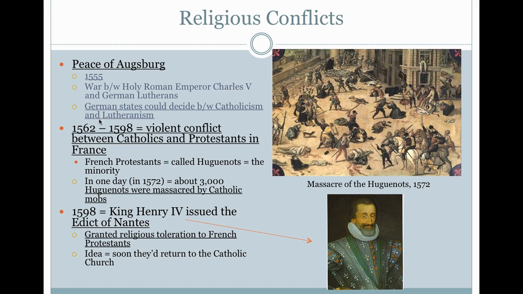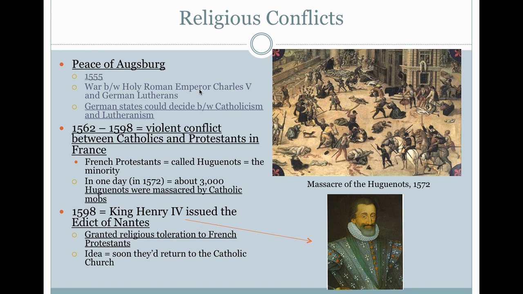All right, so during this time, there's a lot of religious conflict between Protestants and Catholics. So one of the first conflicts is in 1554 between the Holy Roman Emperor Charles and German Lutherans. So, Germany is part of the Holy Roman Empire. It's a state, not a kingdom, but it's a state in this empire. The Lutherans and the Catholics battle it out.